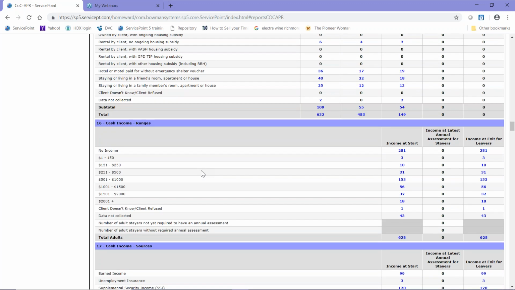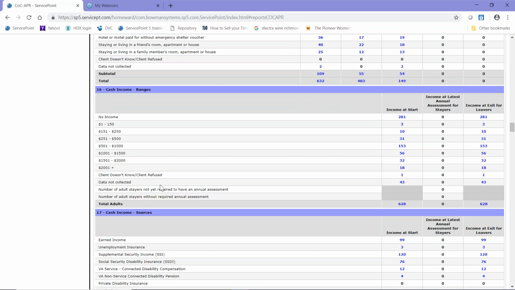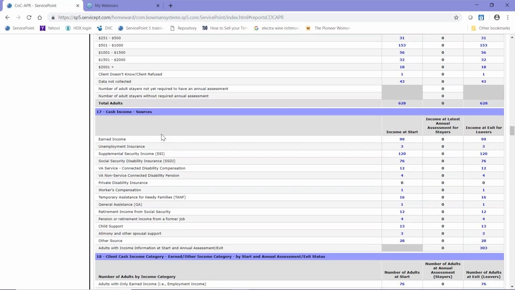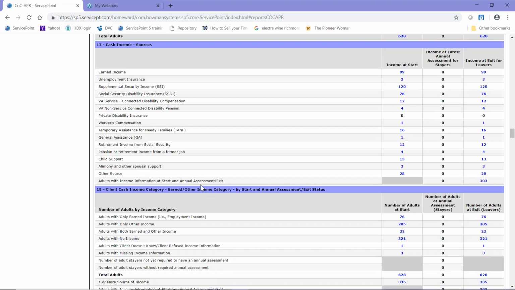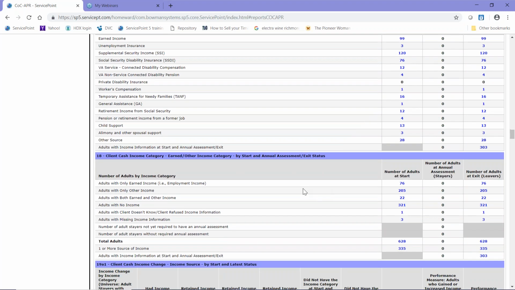Then we have several questions on income. So we first have our range of income. So for all of our clients, our range runs from no income to over 2,000. So again, depending on your clients and your data, your information is going to look different than what you're currently seeing. Then where are the sources of that income from? And as you can see, it's pretty spread out. Then we have cash income category, earned or other income by start and annual assessment or exit.